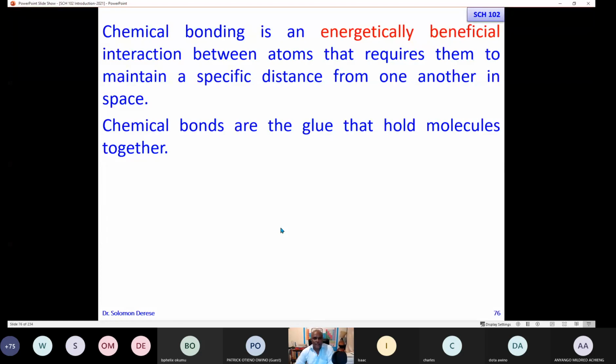I don't know if the setting that I did may not allow you to unmute. And so chemical bonds are the glue that holds molecules together. So if you have any question or query, raise your hand, okay? Then I will allow you to unmute and say something, okay? And the glue that holds molecules together is a chemical bond.